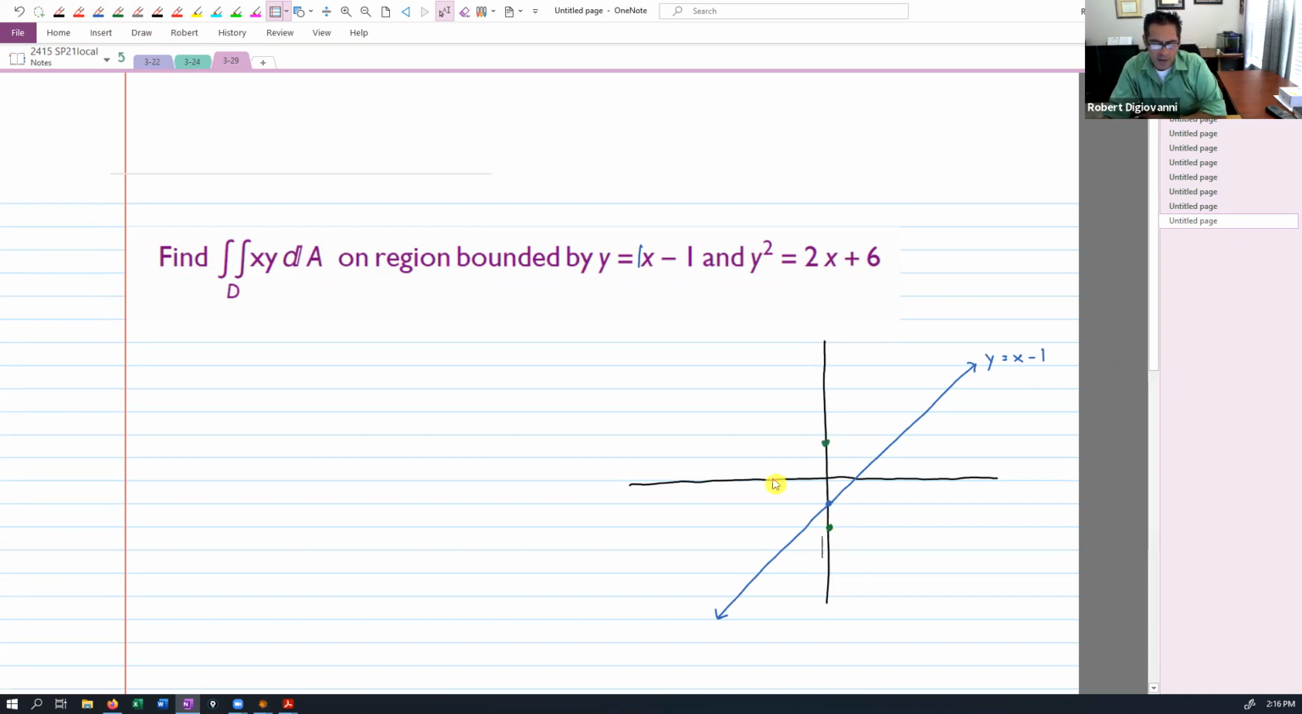Can anybody tell me where it would hit the x-axis? Why don't you just let y be 0 and solve for x? -3. And it opens up like this. Opens to the side like this.